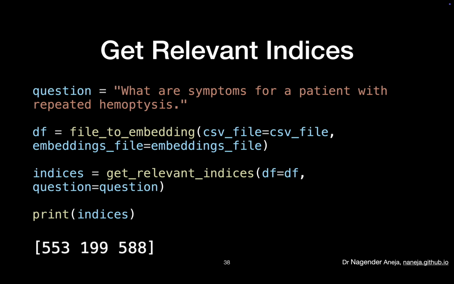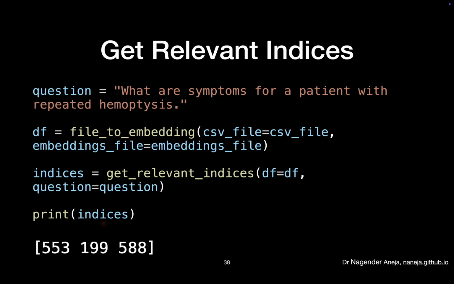So it's a file to embedding. Just get the file first, which is the embedding file, the CSV file. So we get the data frame, and then get relevant, and pass this data frame and say this is my question. That's the question we pass, right? And the default is 3 embeddings.